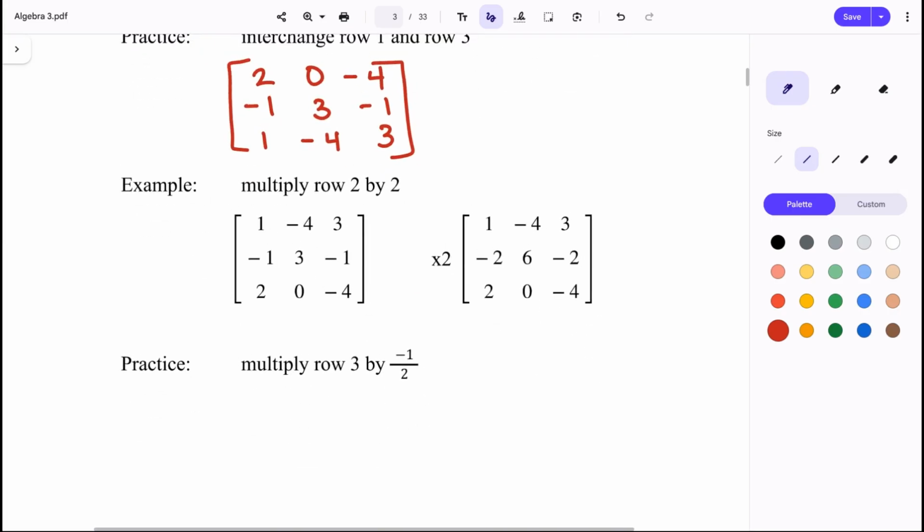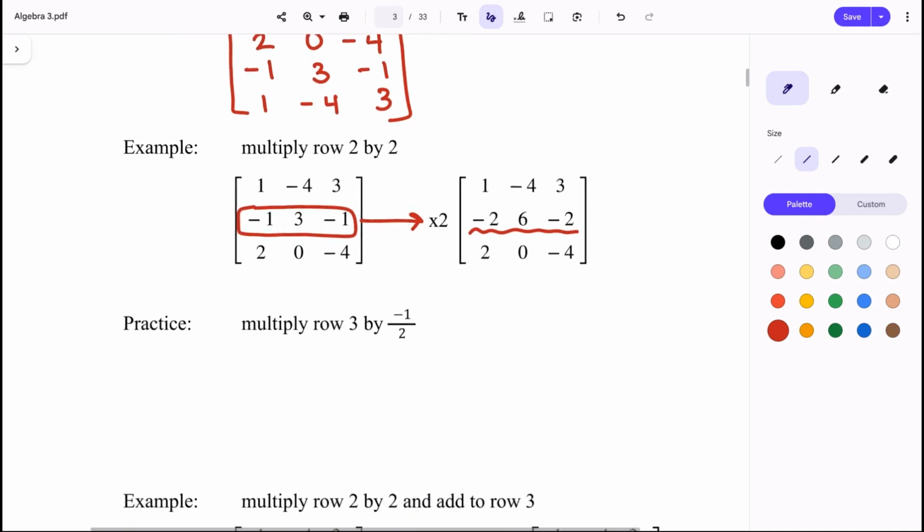Another elementary operation we could do is multiply by something. I'm going to multiply row 2 by 2, so I'm going to focus on this row here. I'm taking it times 2. Think about the distributive property there. You're multiplying all those numbers in that row by 2. So -1 times 2 becomes -2. 3 times 2 is 6. -1 times 2 is -2. That's where these new numbers came from. Everything else about the matrix stays the same. They didn't multiply the top row or the bottom row by a number. They left those as is.